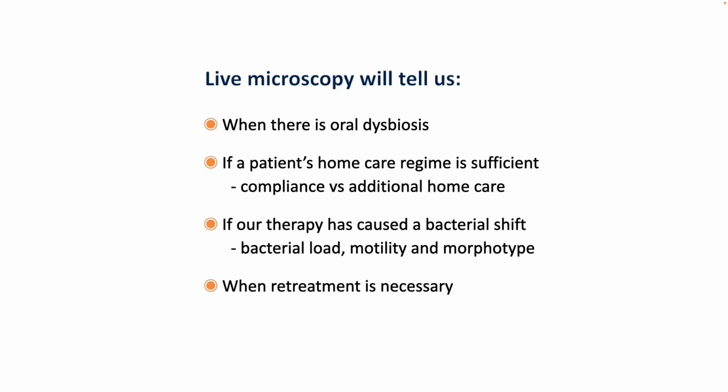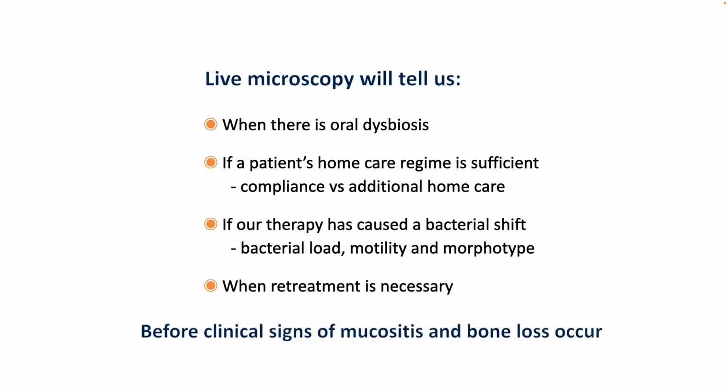If we see a really dysbiotic biofilm, should we be seeing them in 3 months, or is it 4 months? Or are they quite good and we can see them in 6 months again? So we can decide, for a case, whether peri-implant case or periodontal case, whether or not we treat them more frequently. And hopefully we can do that before there's clinical signs of mucositis or certainly of bone loss.